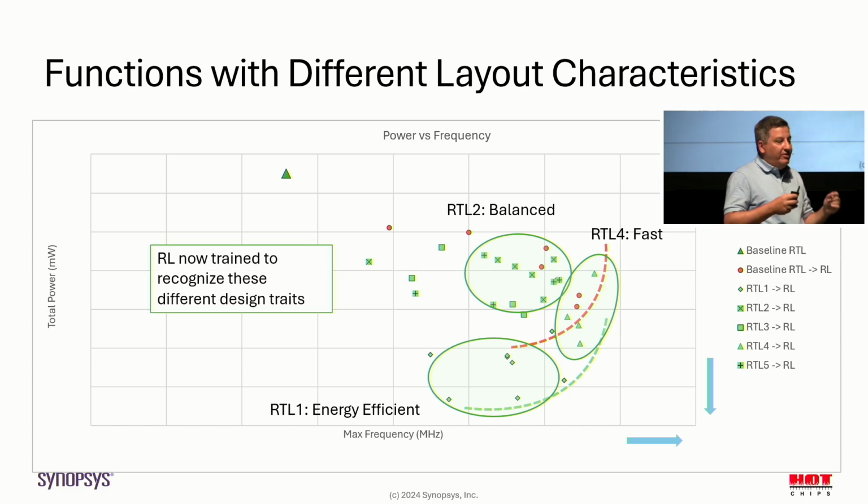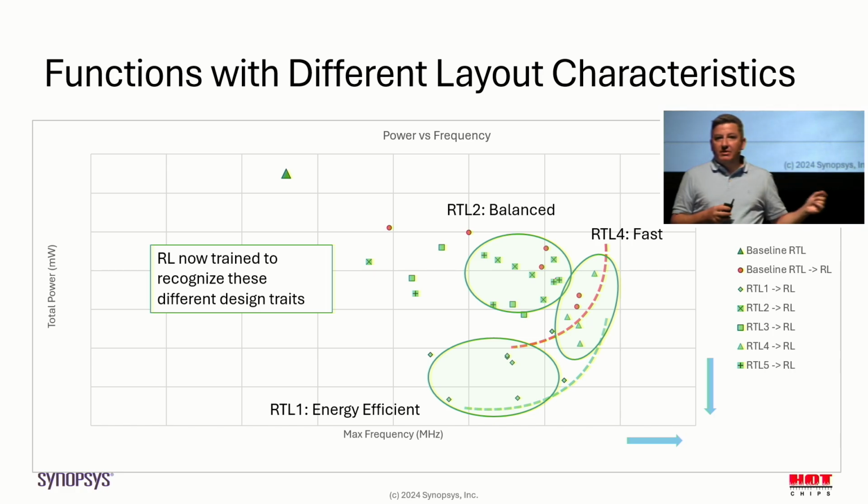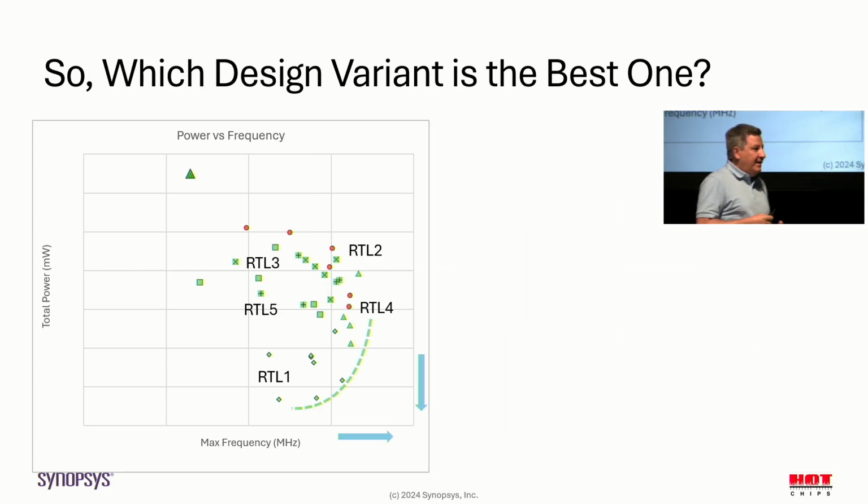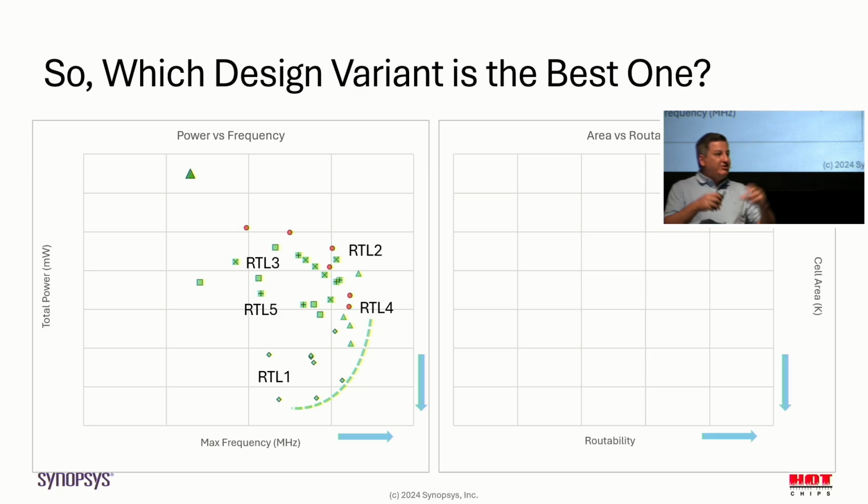Now, our RL identified those, and our trained policies now know the traits that come with those pieces of RTL. Now I can go back to the RL system and say, take this RTL and spend more compute in pushing RTL1 because RTL1 is more energy efficient. And the question then comes, okay, so is there one single variant that is the best, and that's the one that I should use for my design? Well, that's where we have to think about the other metrics that are coming in.